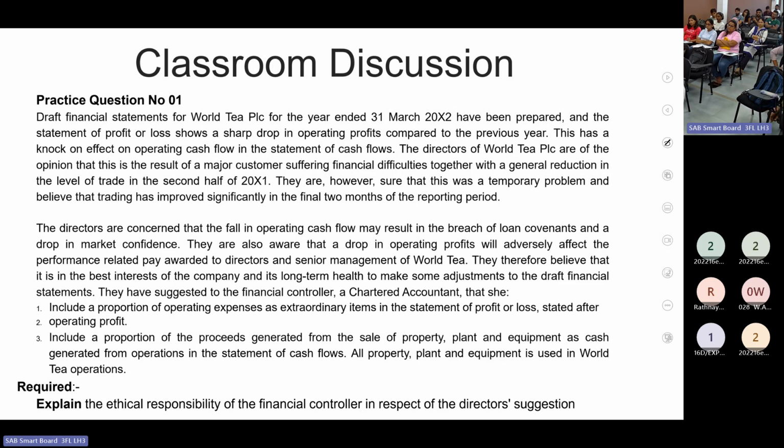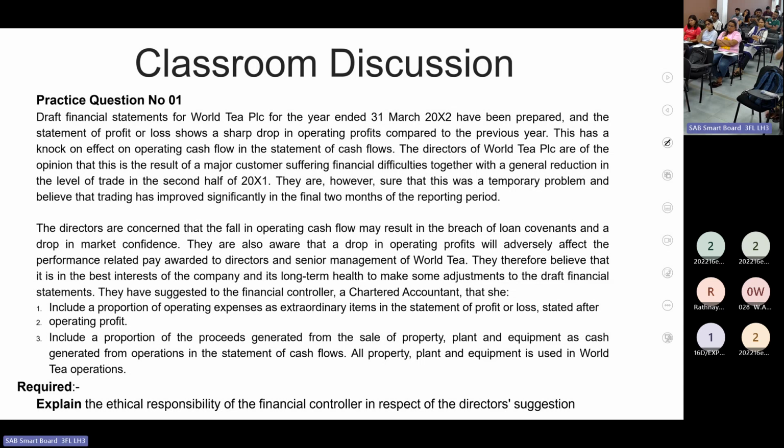Then the next one, as per our steps, is you need to identify the ethical threat. When it comes to the ethical threats, as he correctly mentioned, you can find out very easily what the first threat is. Intimidation. That means he is directly pushing the financial controller to do this, to uplift the profit. So that is the intimidation threat. He is pushing you to do it.